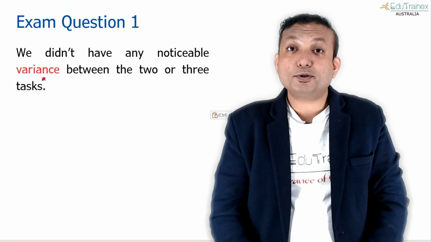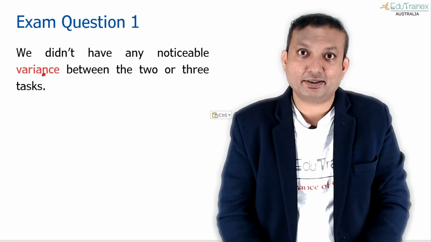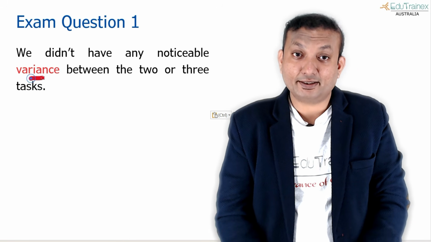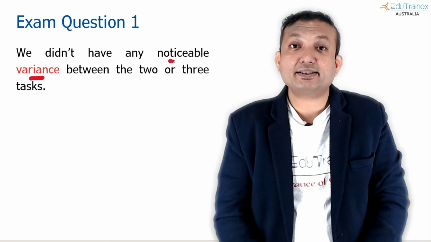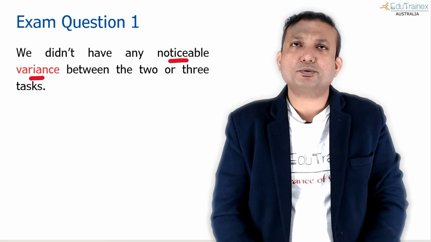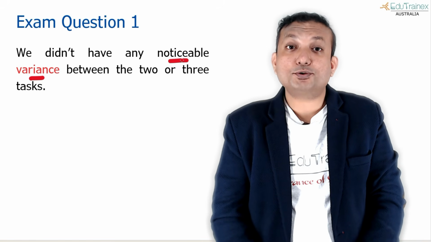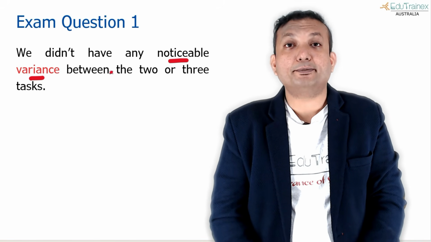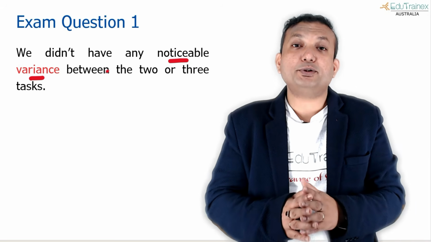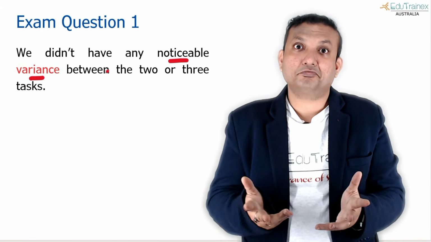Now some of the words may cause you to stutter, hesitate. So, like this word, variance or noticeable. What was it? Noticeable. We didn't have any noticeable variance. Don't do like that. If you think both of these words are difficult, just skip them. We didn't have any between the 2 or 3 tasks.